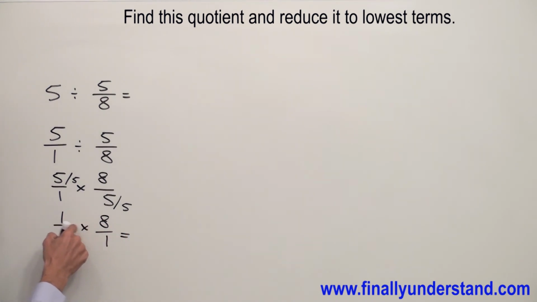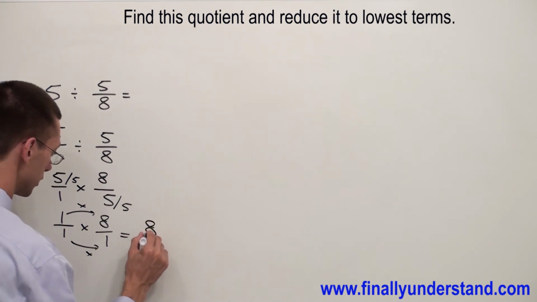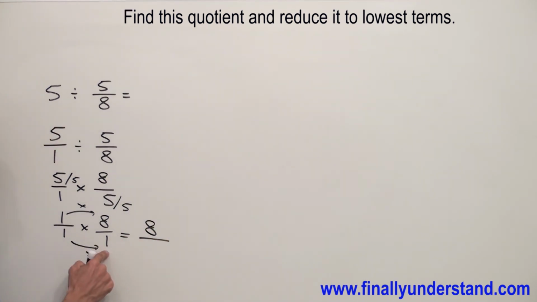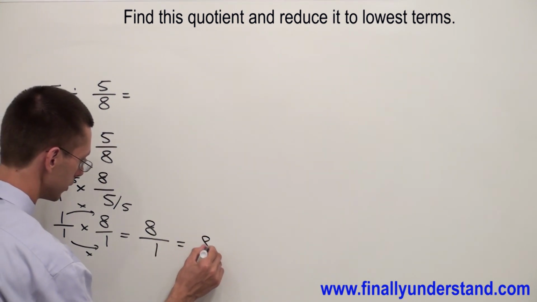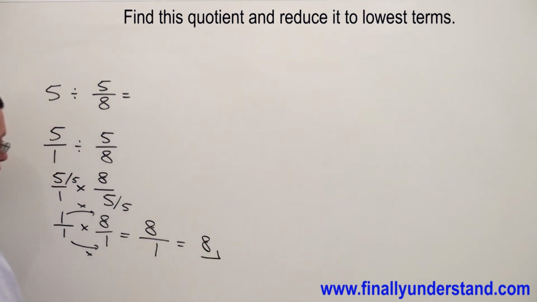Okay, now I can perform the multiplication. I'm going to simply multiply numerator by numerator and denominator by denominator. 1 times 8 is 8, and 1 times 1 is 1. 8 divided by 1 is equal to 8. This is the solution to my problem.